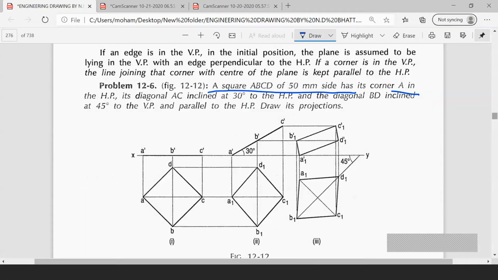He has given two inclinations. One is 30 degrees to HP. The diagonal BD is inclined at 45 degrees to VP. Inclined to HP means we draw the inclination in VP. Inclined to VP means we'll draw the inclination in HP. When you see this diagram, understand, he's saying that the given square corner is resting in the HP, which means we'll draw the square in the HP first, base resting on its corner. Resting on its corner means, I will show you this problem. See this one carefully.